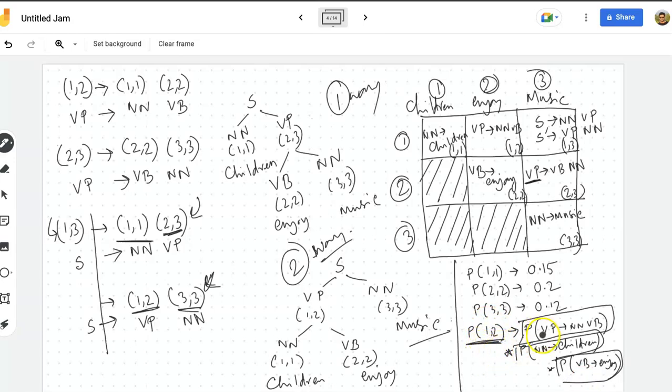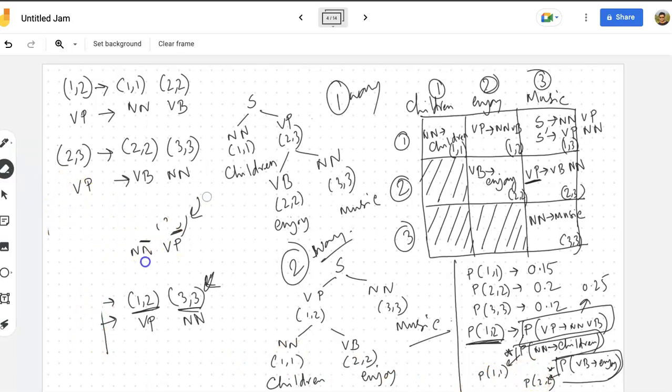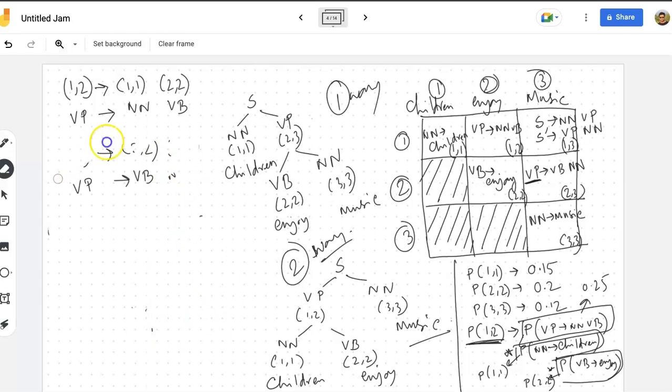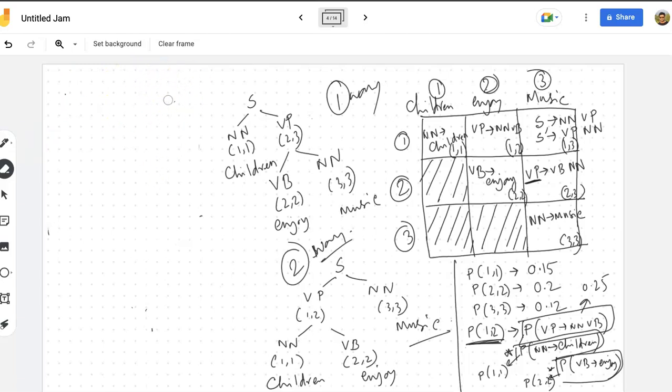So if you check, I have written it here. This is 0.25, this is 0.25. This is basically the probability of 1,1, and this is the probability of 2,2. If you multiply all these probabilities, P1,2 will be 0.25 into 0.15 into 0.2. It will be roughly 0.0075.